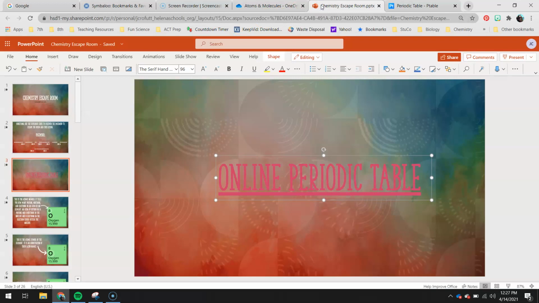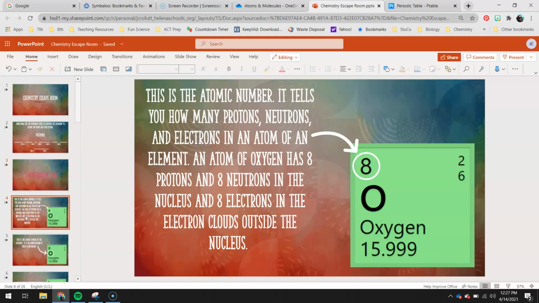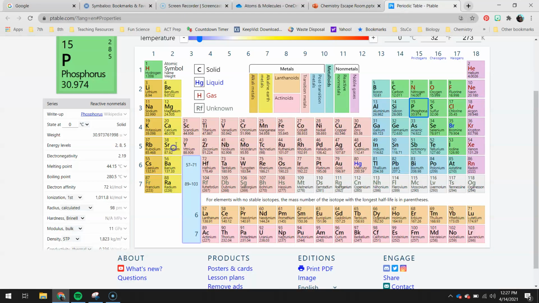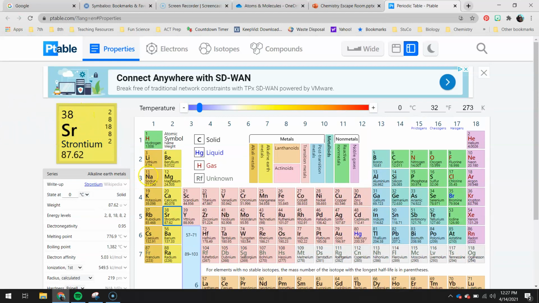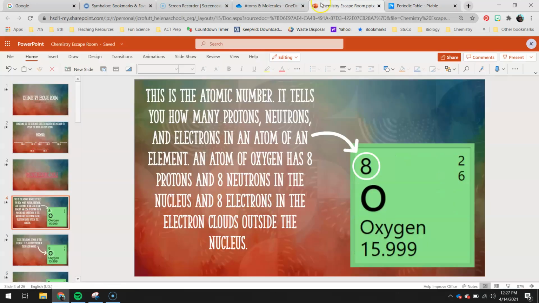I want to give you guys a little bit of background information before you get started because it will help you crack a lot of these clues. Okay, so the first thing I want to talk to you guys about is called the atomic number. So this little black number up in the upper left-hand corner above the O, or depending on which element you're looking at, above these little letters, is what we call the atomic number. So this is oxygen. It has an atomic number of 8.